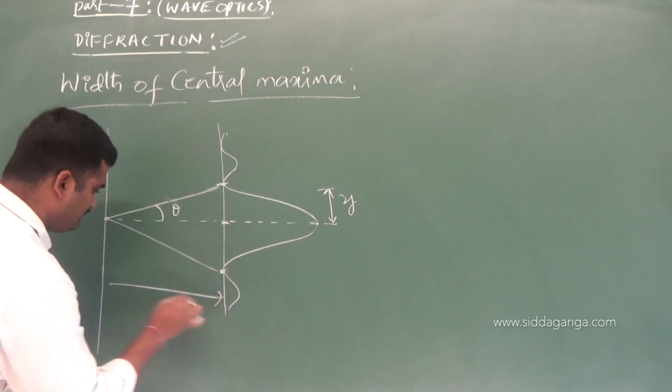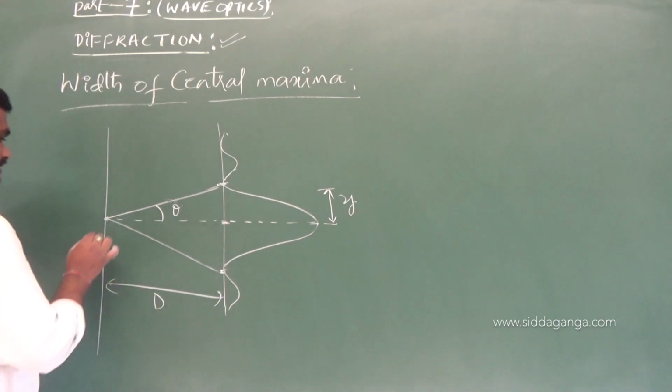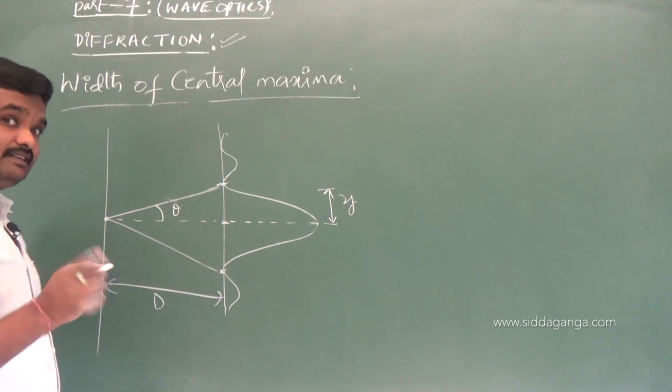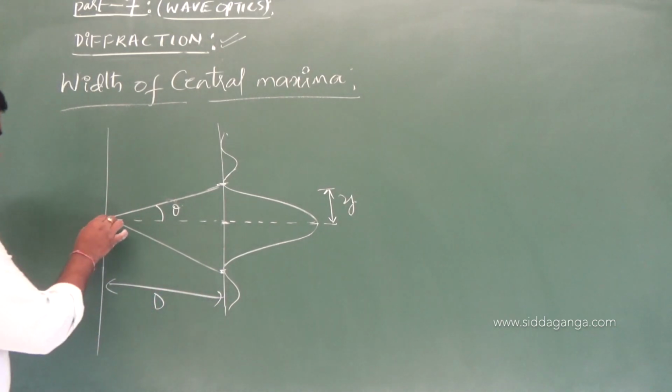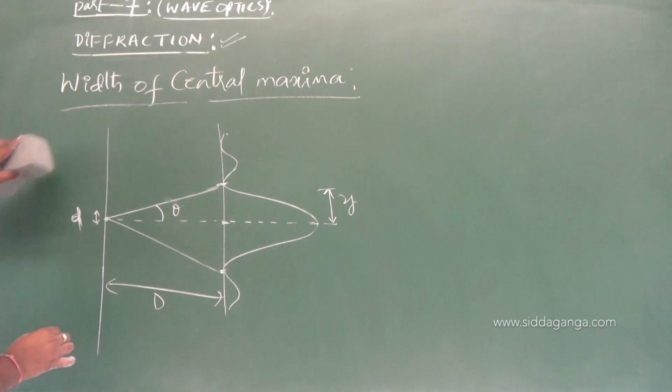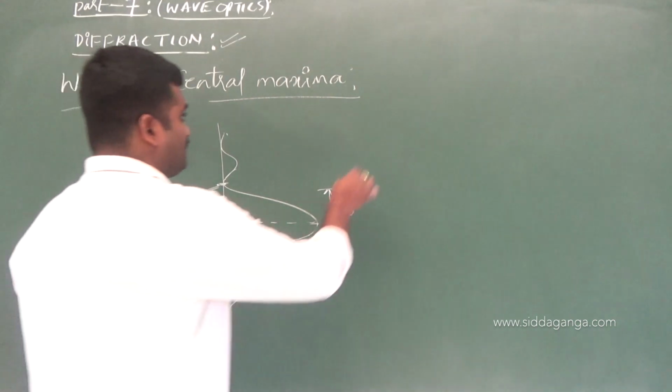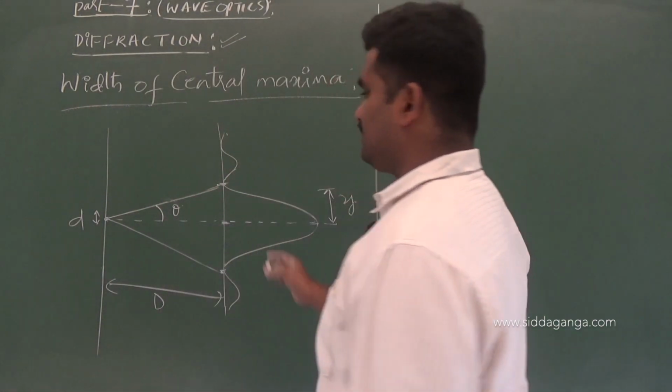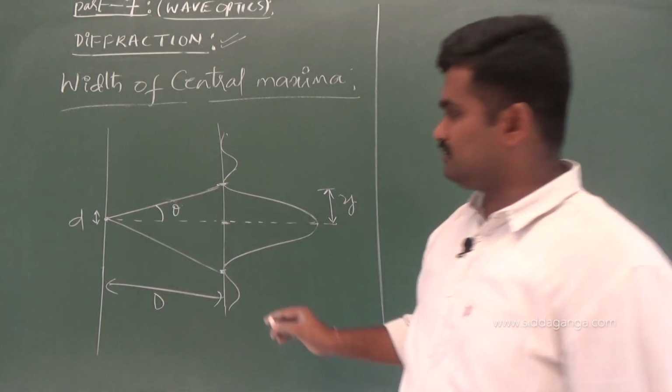And this is the distance between slit and the screen, not slits. One slit only we are taking, right? Slit and the screen, this is capital D we are going to consider. Small d is the slit width which we have taken. So you just recall all the conditions. We are going to have paraxial approximations here also, remember this.